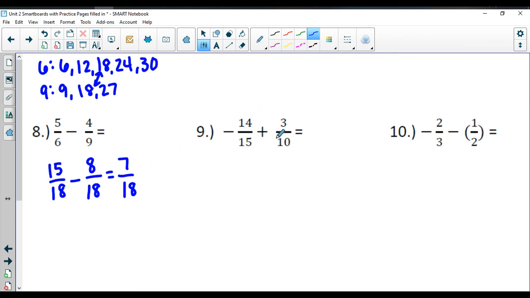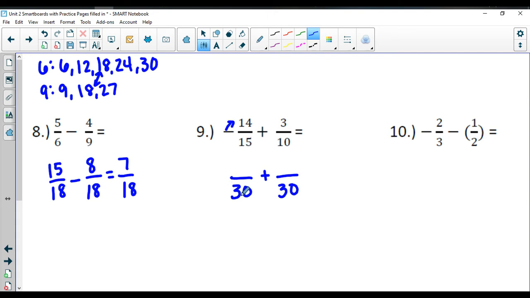This one, we have a negative here, so we're looking at this. We do have 2 different denominators, though. Think in your head multiples of 15. 15, 30. Ooh, 30 would work because that's a multiple of 10. So we're going to change this to be a denominator of 30. And we're going to actually move this negative up here with the top number.